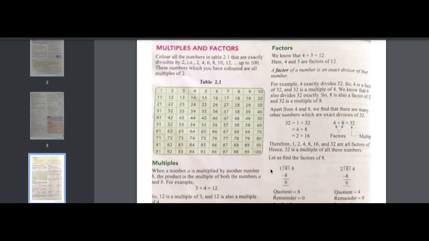Can I move to the topic factor? Wait, do you mind repeating one last time?